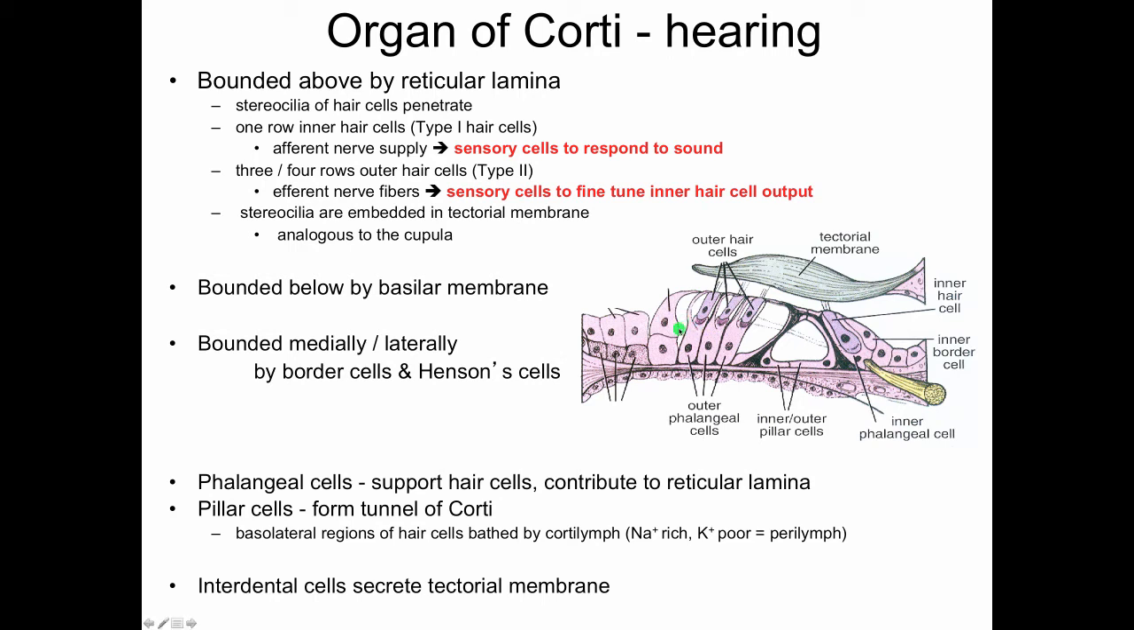On the diagram, you can see the phalangeal cells, and these phalangeal cells provide support for the hair cells, and as I've said, they contribute to the structure of the reticular lamina. Notice the inner phalangeal cell almost totally surrounds an inner hair cell, whereas the outer phalangeal cells don't really surround the outer hair cells. The outer hair cells rest within an indentation on these outer phalangeal cells, but the outer phalangeal cells do put forward a process which, together with the hair cells, makes up this reticular lamina. Now, not labeled here are the interdental cells, which secrete the tectorial membrane.